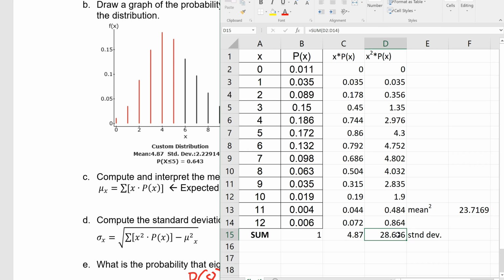So here I have the sum of x squared multiplied with its probability, and I have over in this cell the mean squared. I want to subtract those and take the square root of it. And I can, of course, do this arithmetic in a calculator if I wish. The standard deviation is 2.229, which is exactly the same as what StatCrunch had provided.